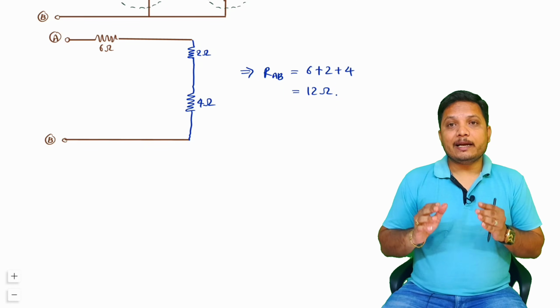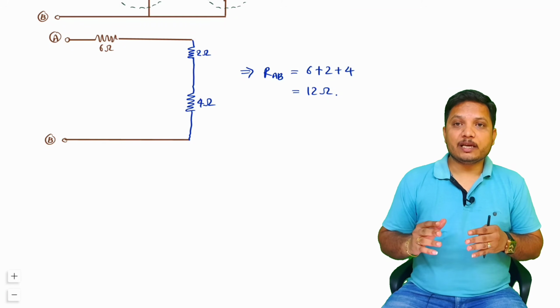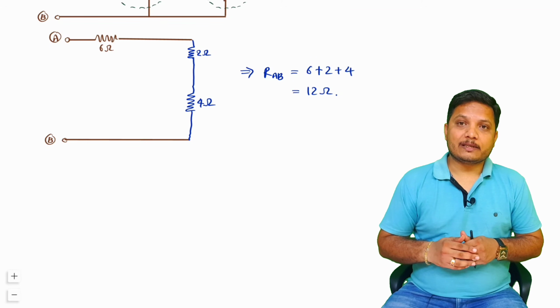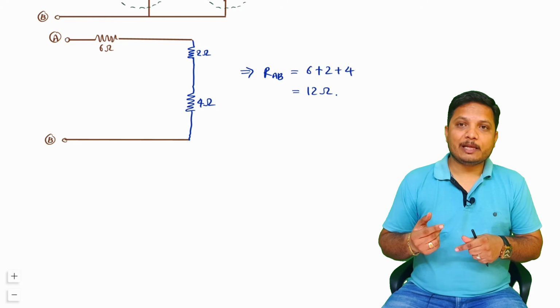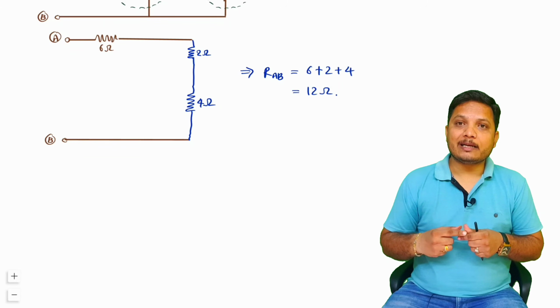So this is how we can find the equivalent resistance by using delta to star conversion. I hope you have understood this. In the next video, I'll explain star to delta conversion. So that is even quite interesting.